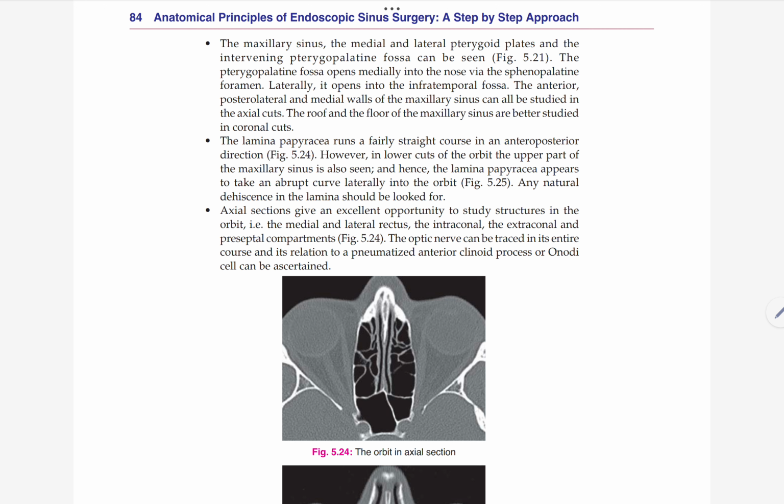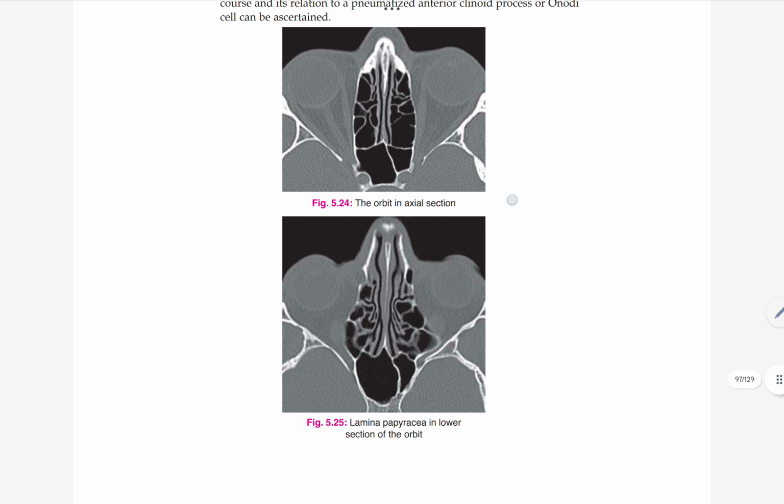Axial sections give an excellent opportunity to study structures in the orbit. That is, the medial and lateral rectus, the intraconal, and the extraconal and preseptal compartments. The optic nerve can be traced in its entire course, and its relation to a pneumatized anterior clinoid process or Onodi cell can be ascertained. The orbit in axial section, the lamina papyracea in lower section of the orbit.